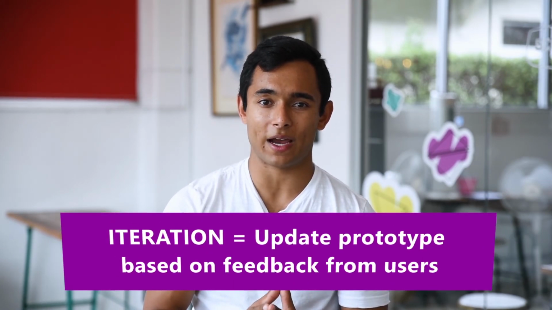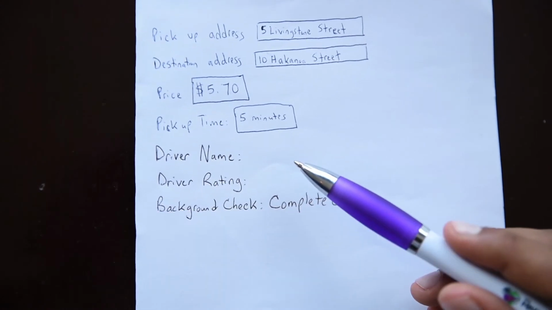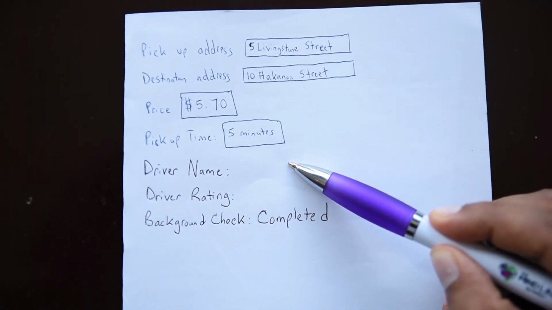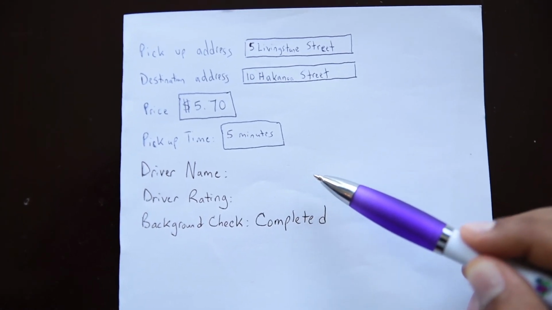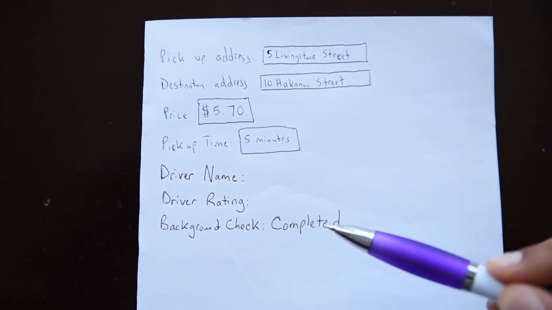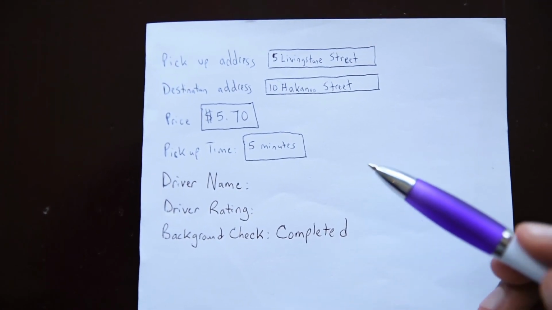Now in the last phase, called iteration, we take the feedback from the testing phase and make some updates to our prototype. So based on the feedback, I made the following updates to my prototype. So we're adding the driver name and the driver rating, so we know who's picking you up and their experience. And we also have a place that says they completed a background check. And hopefully these features will help make parents more comfortable when their kids are using this service.